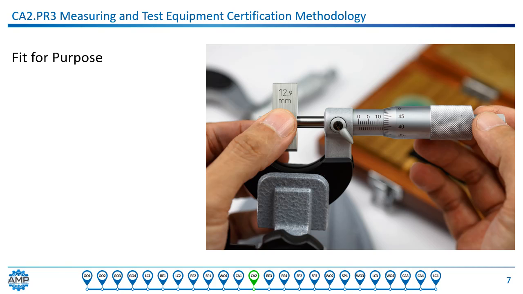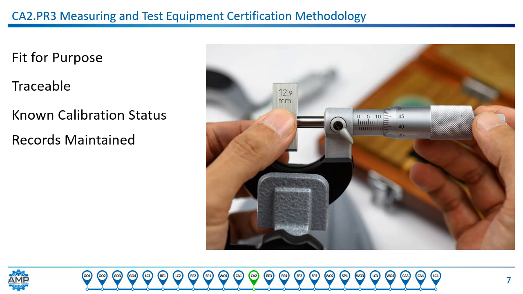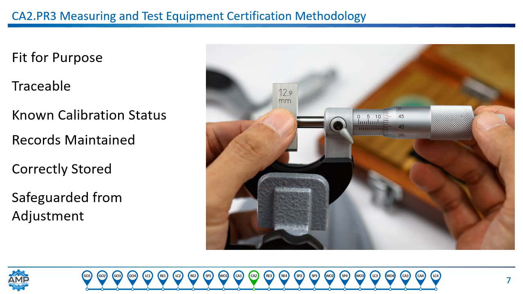It must be fit for purpose for the measurements to be made by it and the accuracy required. It must be traceable to a nationally recognized standard and calibrated to those standards on a regular basis. It should be marked with a suitable indicator or approved identification record that shows calibration status. Calibration records are maintained and stored in a manner that preserves accuracy and fitness for use. And instrumentation is safeguarded from adjustments that would invalidate the calibration.